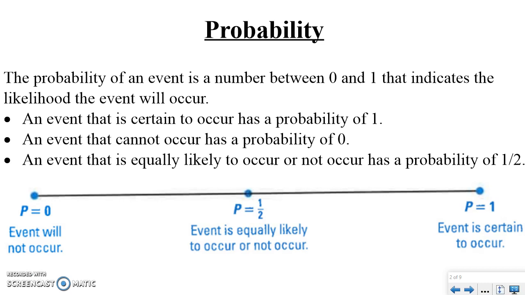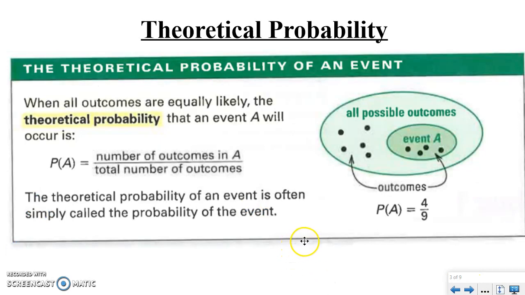The probability of an event is a number between 0 and 1 that indicates the likelihood the event will occur. An event that is certain to occur has a probability of 1. An event that cannot occur has a probability of 0. An event that is equally likely to occur or not occur has a probability of 1/2 or 0.5. And there's a line here to show you where that fits in from 0 to 1.